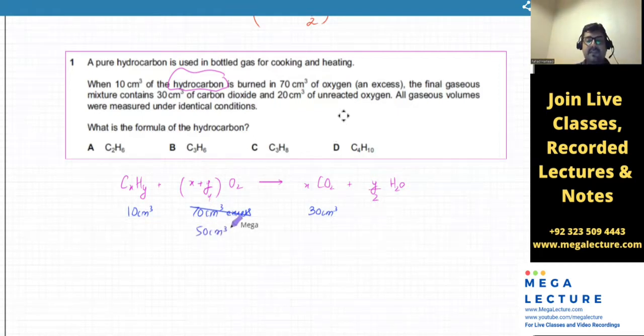So the question is mentioned over here. They gave us everything. 10 cm cube reacts with 70, but 20 is unreacted at the end. So that means 50 is reacting, and it produces 30 cm cube of carbon dioxide. And he's asking what is the formula of the hydrocarbon. I've previously told you that mole ratio and volume ratio is exactly the same for gases. So 1 mole of the hydrocarbon, the first one, reacts with how many moles of oxygen? That's 5 moles, right? And together they produce how much carbon dioxide? They're going to produce 3 moles of carbon dioxide.